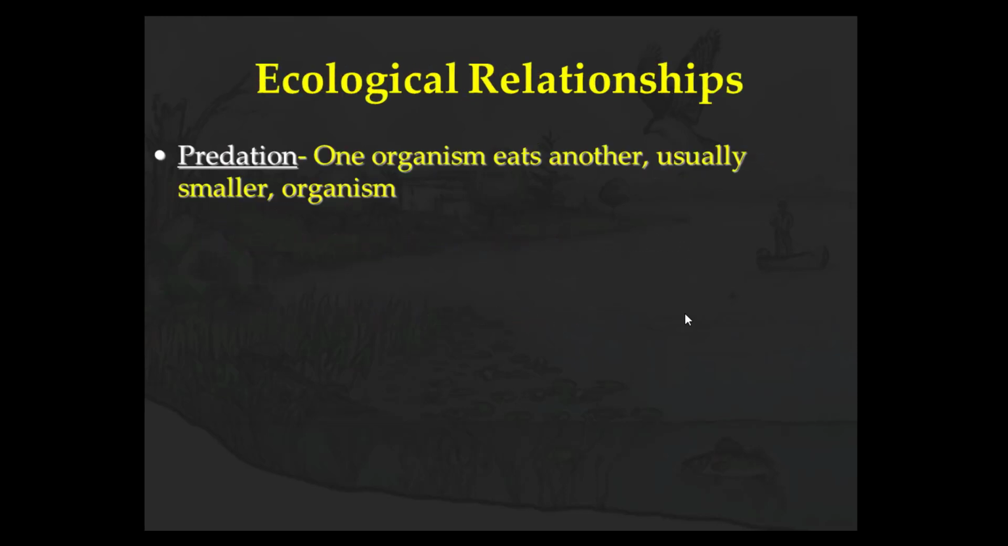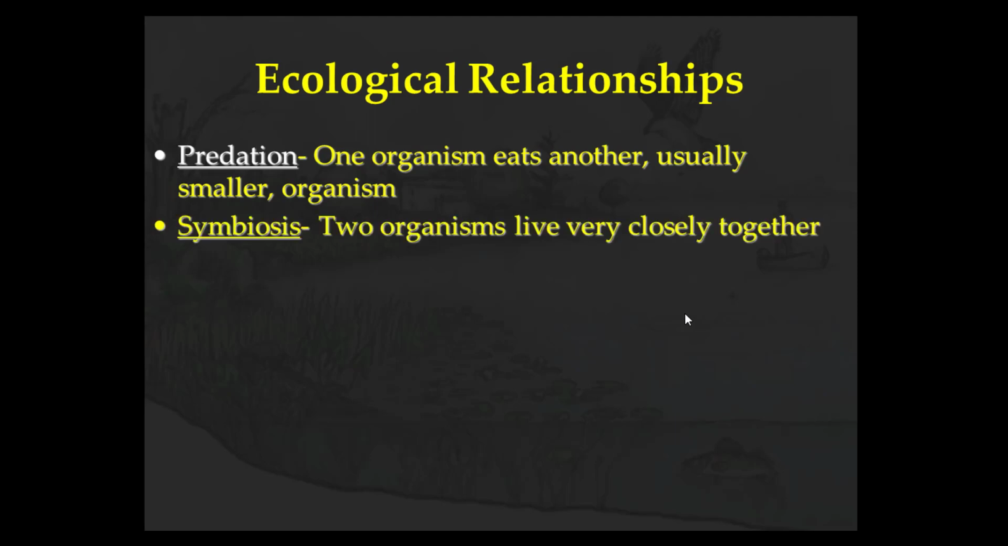Ecological relationships. Predation is the relationship between two organisms living in the same ecosystem in which one organism eats the other, or we can say that a larger animal eats a smaller animal. For example, a lion eats a deer.